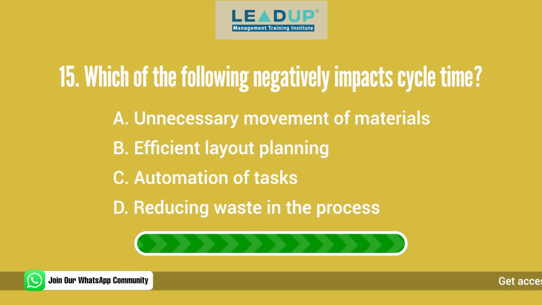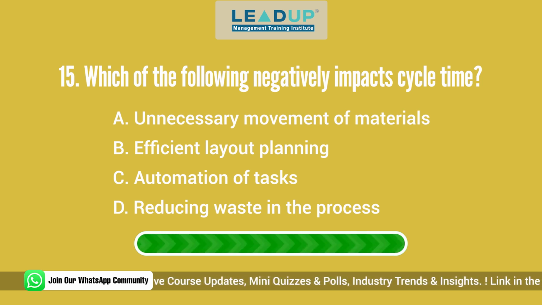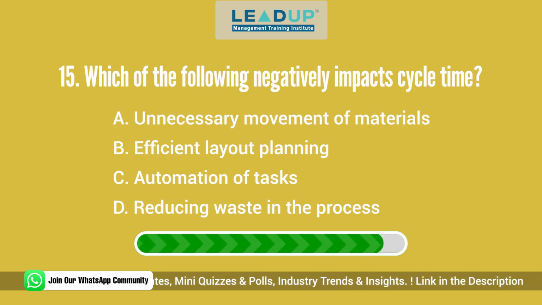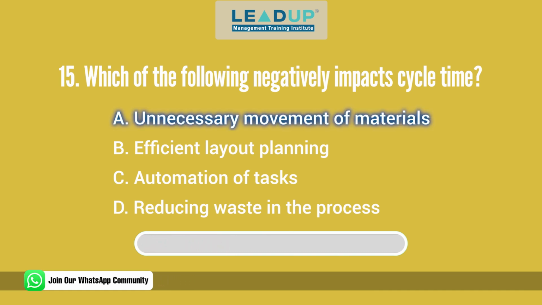Question 15. Which of the following negatively impacts cycle time? A. Unnecessary movement of materials. B. Efficient layout planning. C. Automation of tasks. And D. Reducing waste in the process. The answer is unnecessary movement of materials.